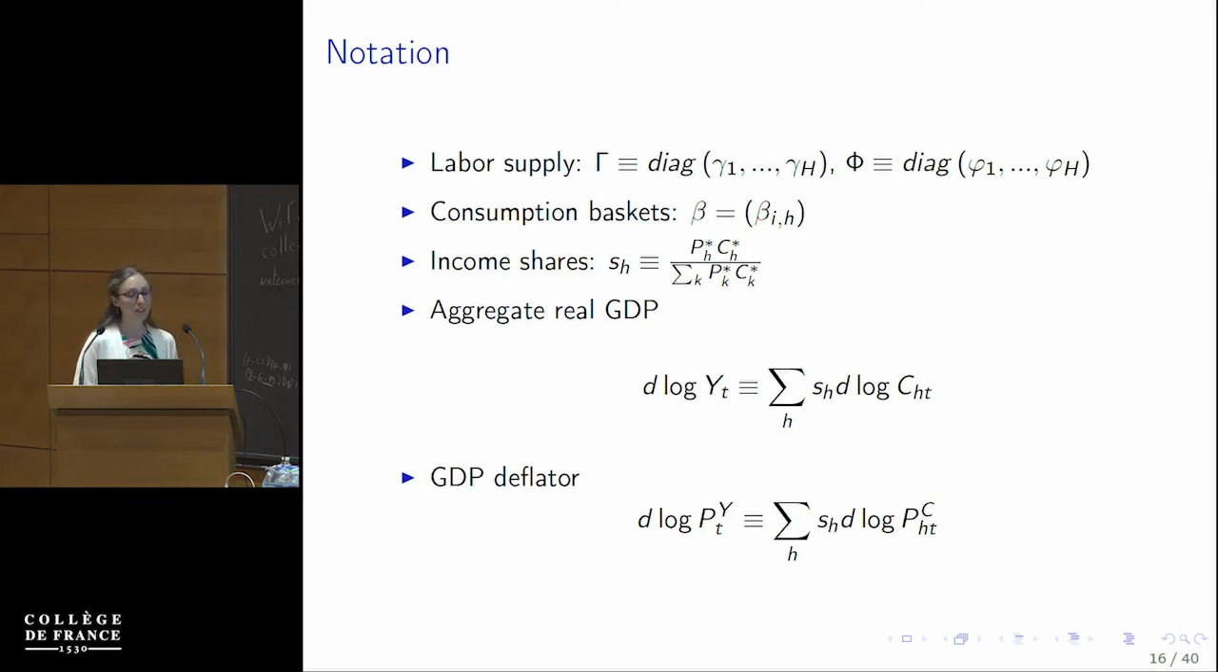So this is going to be a matrix that has elements IH denoting consumption share of agent H in good I. And then an important object when we talk about aggregation is going to be the agent's income shares. So these are going to be the agent consumption in total GDP, essentially. And so whenever I want to talk about aggregate variables, I'm going to mean the share-weighted agent-level variables. So changes in aggregate real GDP are going to be changes in the share-weighted consumption, and changes in the GDP deflator are going to be share-weighted changes in consumer prices.